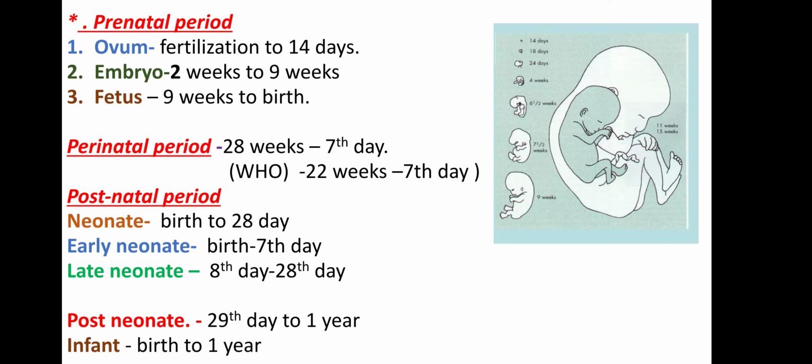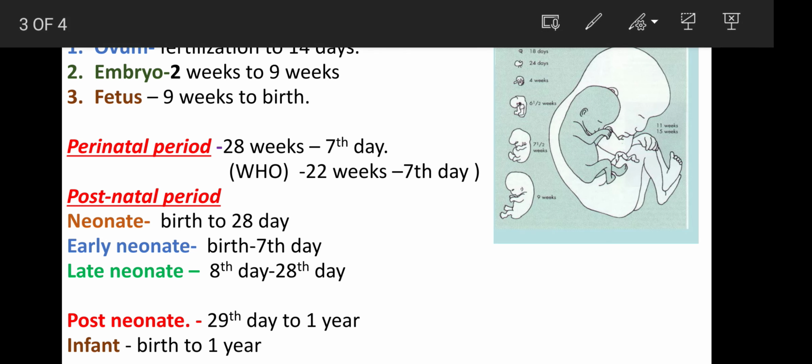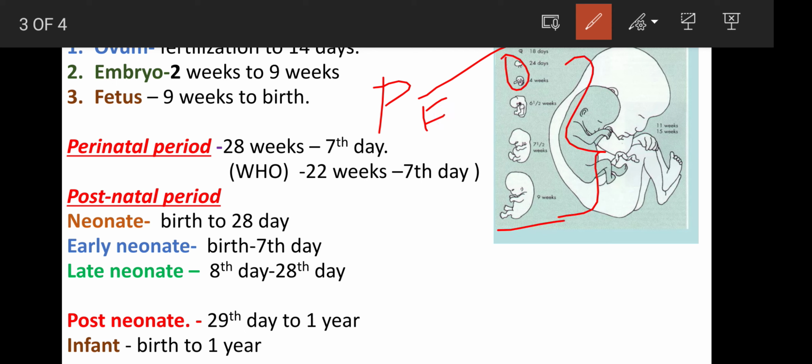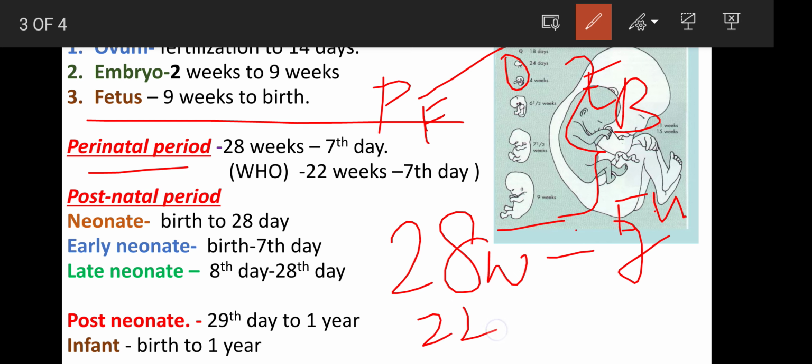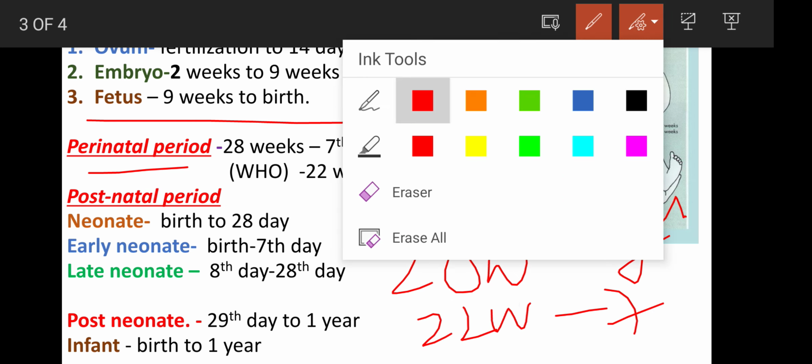Let us summarize everything, guys. Prenatal: fertilization to 2 weeks is ovum, 2 weeks to 9 weeks was an embryo, and 9 weeks to birth was a fetus. Perinatal, very easy, 28 weeks to the 7th day of birth. World Health Organization, 22 weeks to the 7th day of birth.